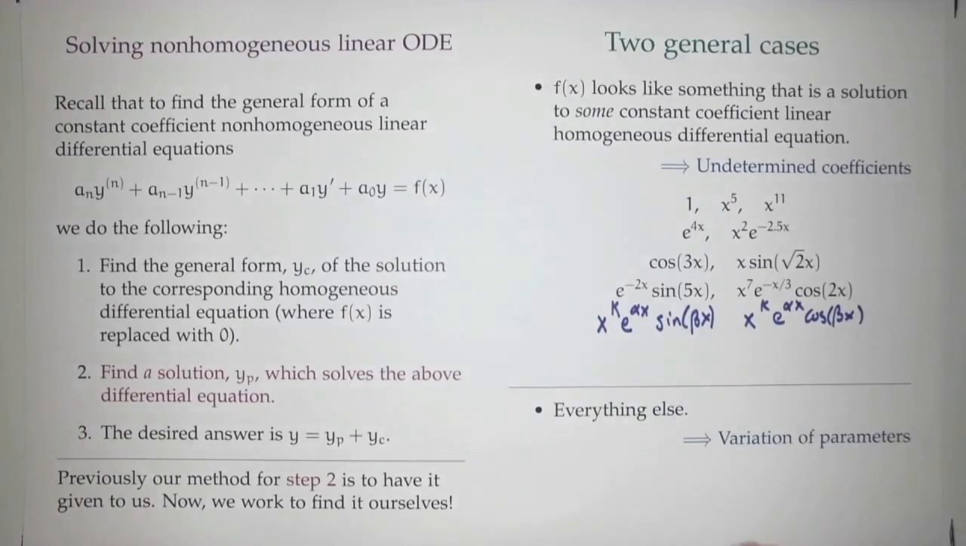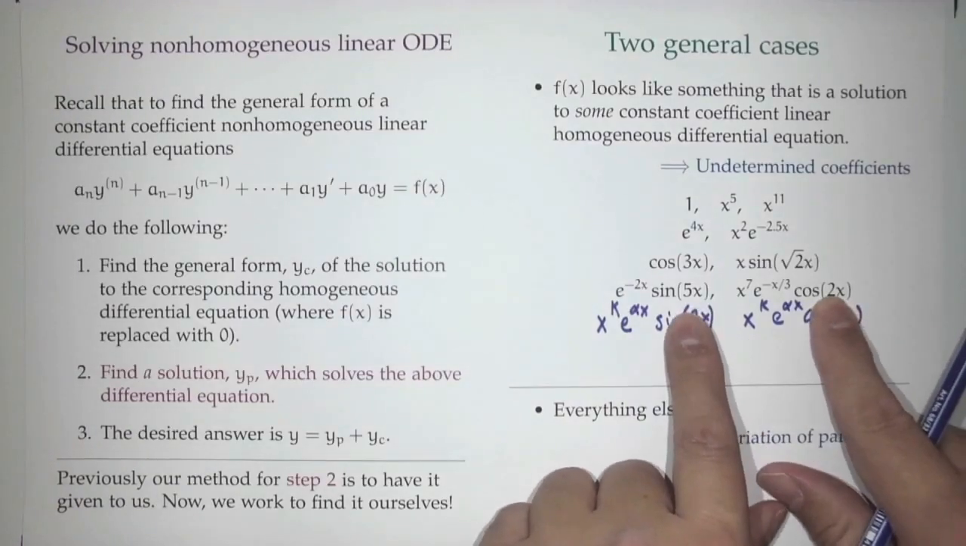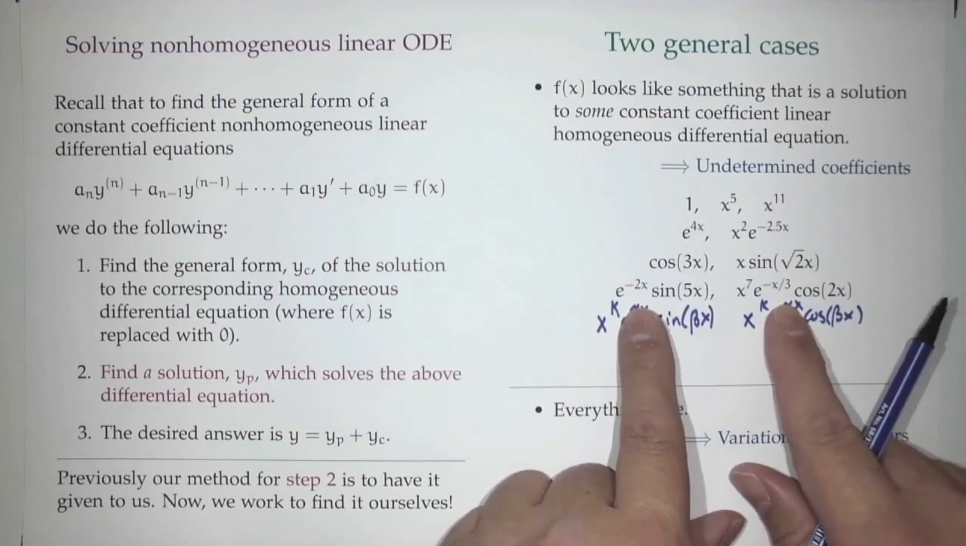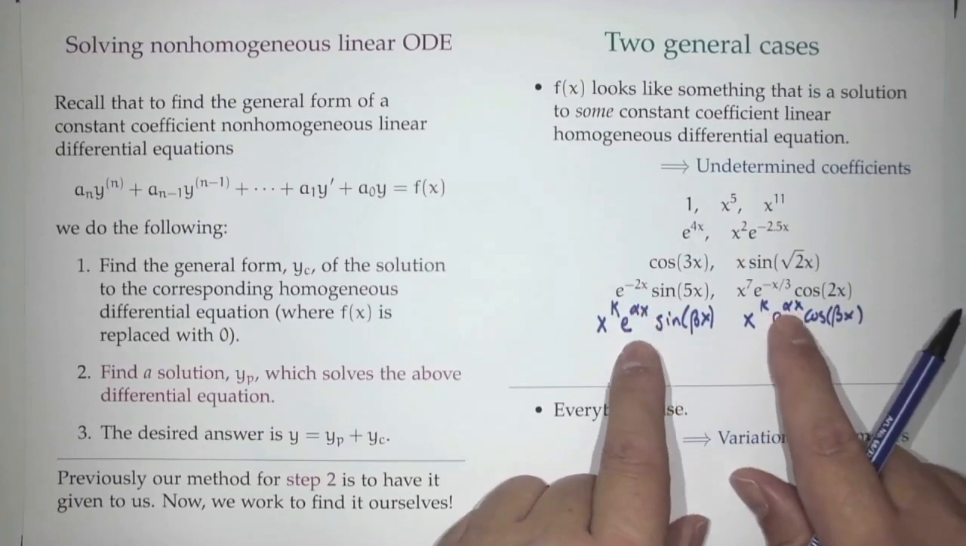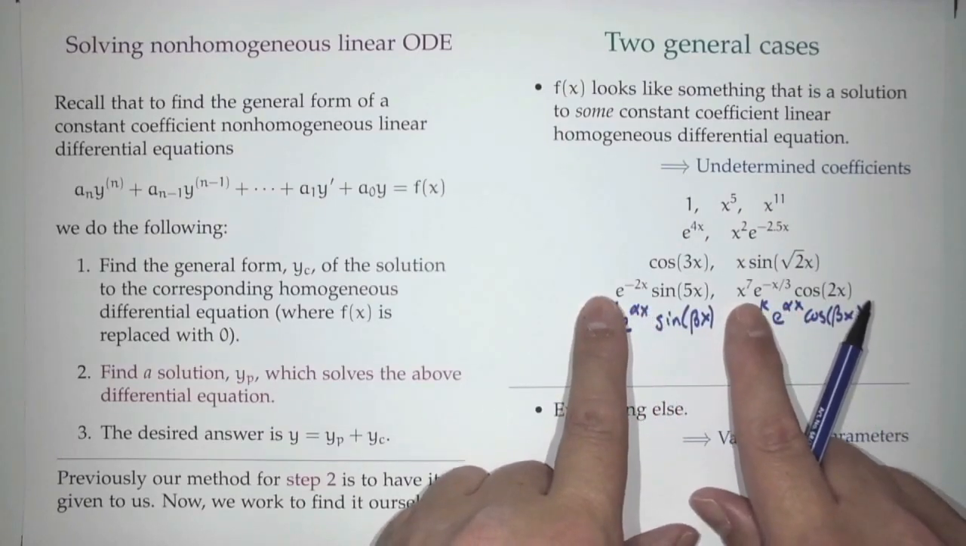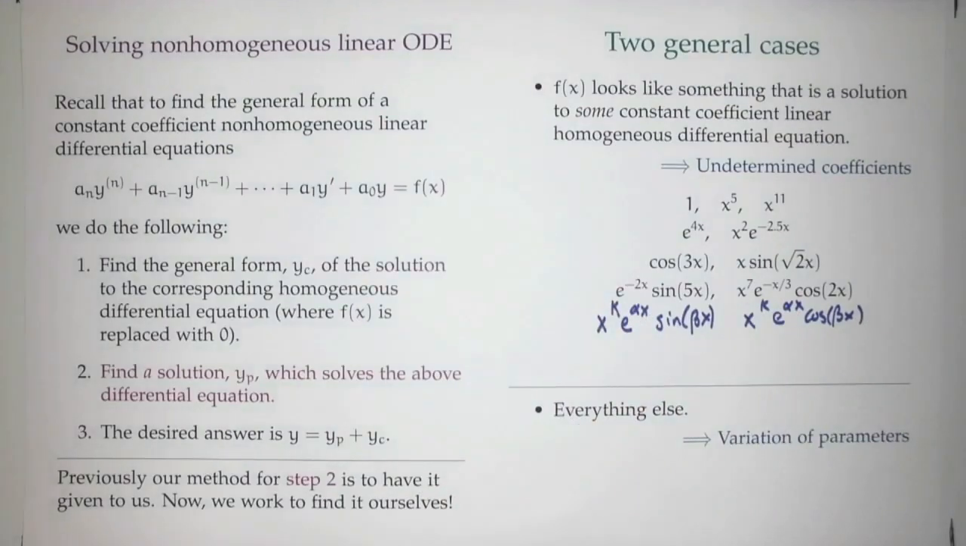Now, you might have just the x to the k, e to the alpha x, or maybe there's no e to the alpha x, it's just some combination of sines and cosines. They may not even need to be x to a power. But those are the things that we have. So that's what we're going to talk about today.